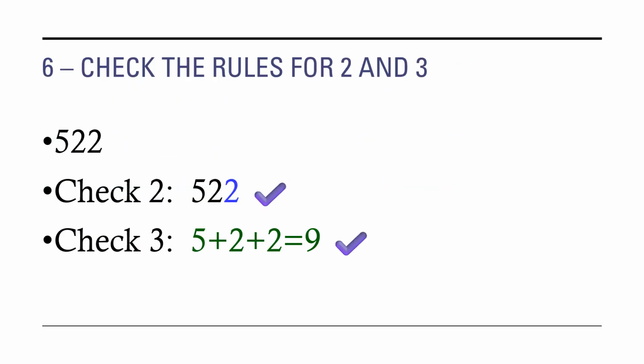Checking to see if 522 is divisible by 6, I'm going to check the rule for 2. Is the last digit even? Yes, it is. It's a 2. It's even. And then I'm going to check to see if it's divisible by 3. 5 plus 2 plus 2 is 9, and 9 is divisible by 3, which means that 522 is divisible by 3. Well, if 522 is divisible by both 2 and 3, it must also be divisible by 6.